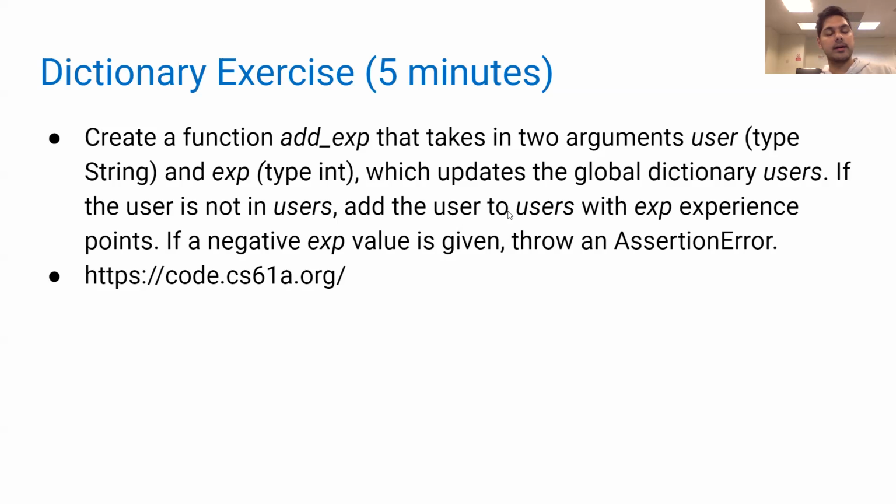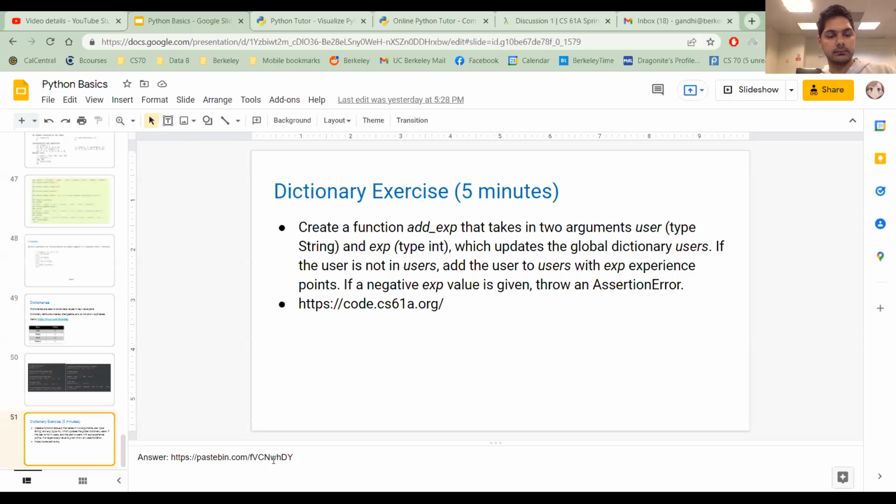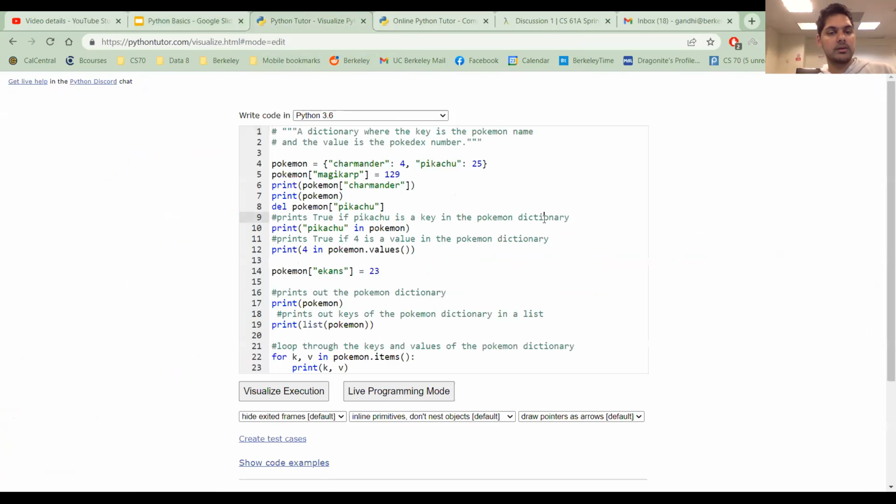So we're going to do this short one. Oh, I put the answer there. We're going to create a function called add experience, which takes in two arguments, user and XP, which updates the global dictionary called users. If the user is not in users, add the user to users with XP experience points. If a negative XP value is given, then throw an assertion error. You can try this on your own, and then look back at the solution, which I'm going to do right now.